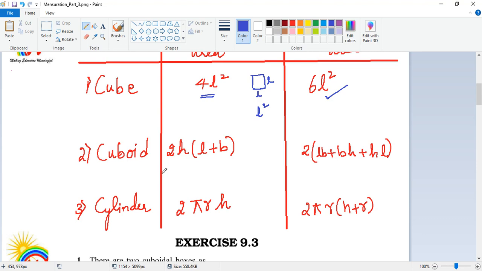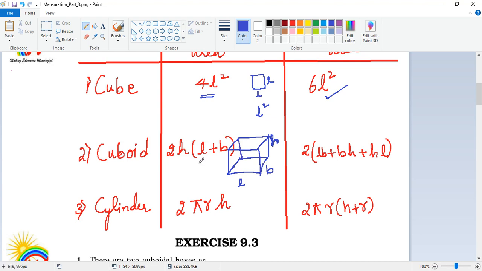The floor is actually length into breadth. I can consider it as length into breadth. See, let's say this is the floor. Okay, so this is the length and the breadth. And let's say the height of the room is something like h. Okay, now I will be having something like this, isn't it? So this is how my figure will be, right? This is how my room will be.